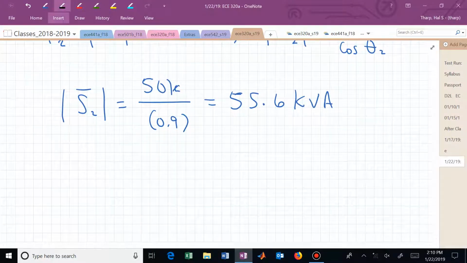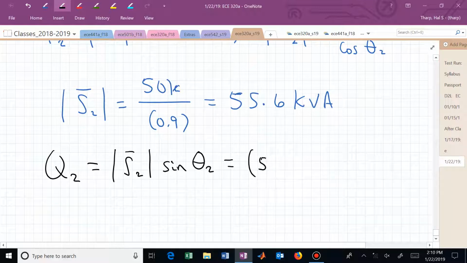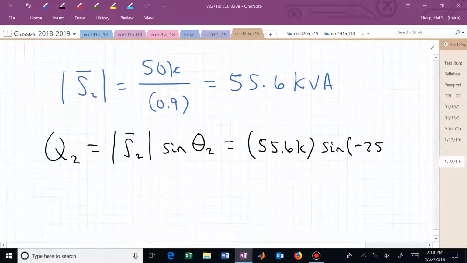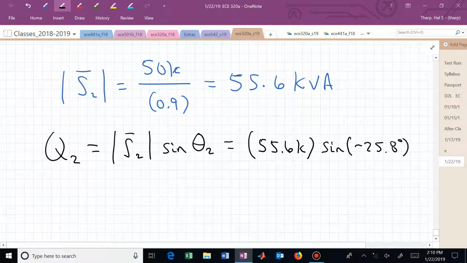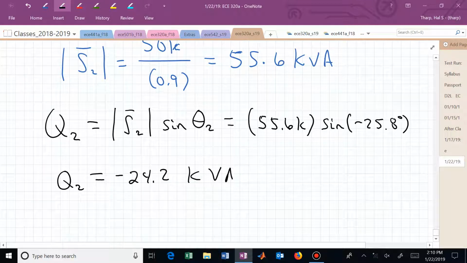kVA. Q sub 2 is now that apparent power times the sine of theta sub 2, so that's 55.6K times the sine of minus 25.8, and now that minus sign doesn't fall away because it's going through the sine expression, and this Q sub 2 is now minus 24.2 kilovars.